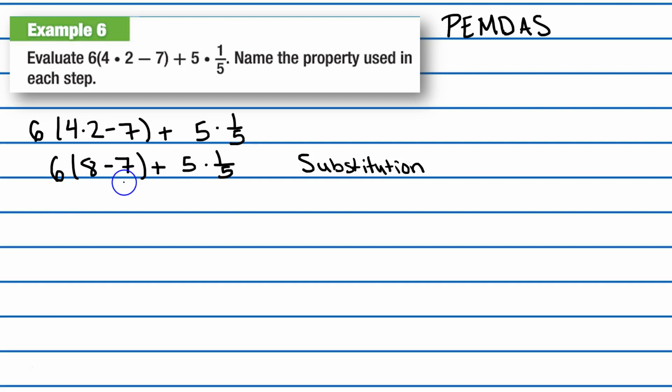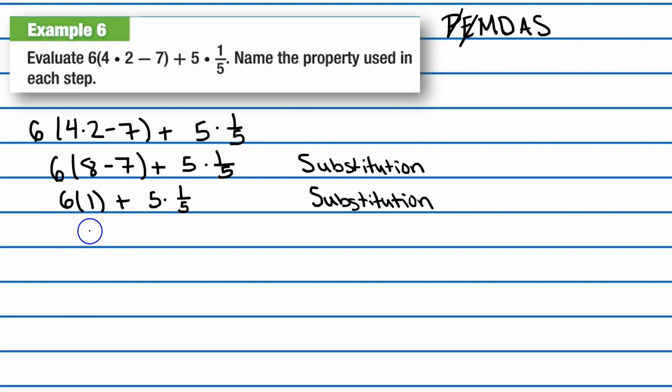So then we continue with the parentheses. So 6 times 1 now, plus 5 times 1/5. And once again, because we're only simplifying, it is the substitution property. So now we can cross out the parentheses. I do not have any exponents. Now I see I actually have multiplication and addition, but multiplication comes first. And I'm going to do one at a time.